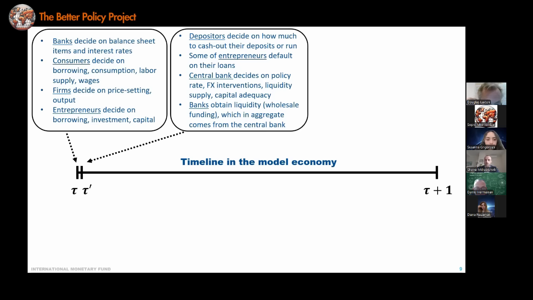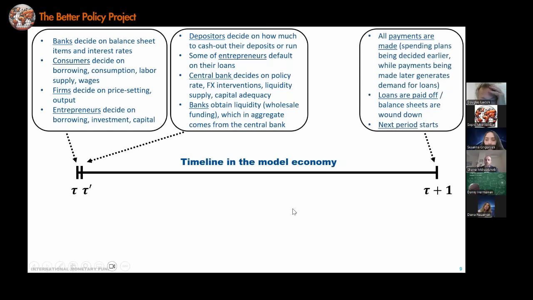And then also we have this materialization of the credit risk on the entrepreneur side, where some of them just default on their projects, and because of these failed projects, they find it difficult or impossible to repay their loans. So that's why banks are exposed to credit risk as well. And then eventually, at the end of the period, we finalize the period by making all the payments, loans are repaid, and then the next period starts. So this assumption in terms of sequencing is what generates the risks that banks face.